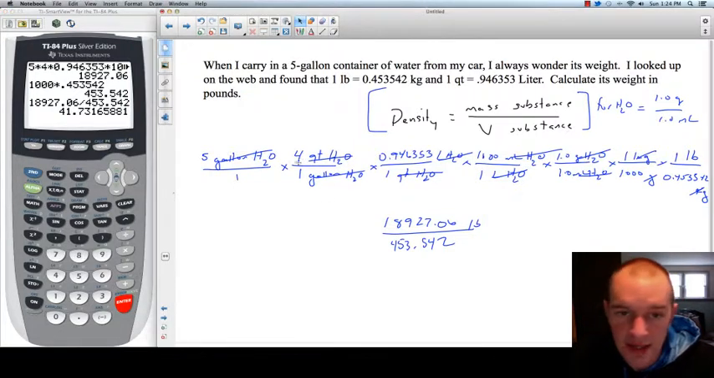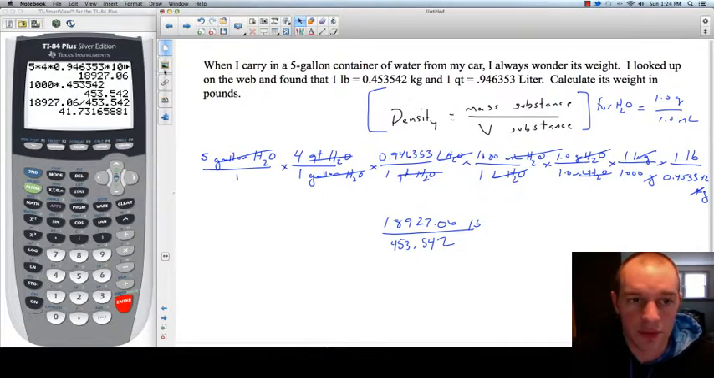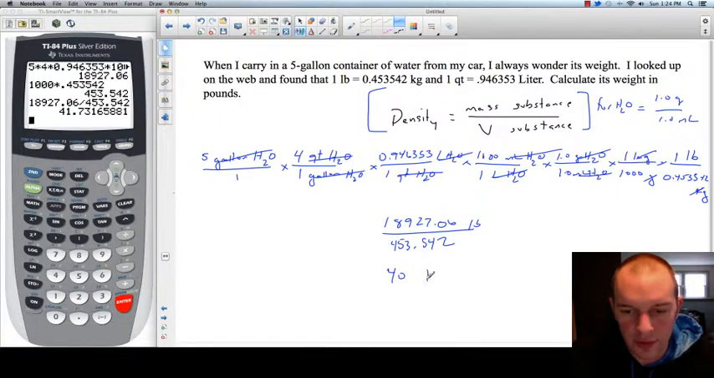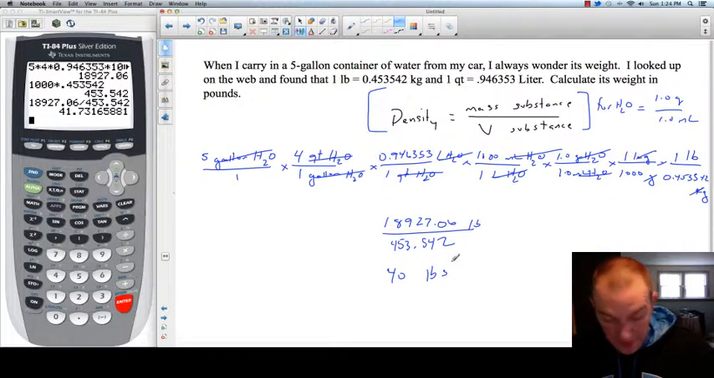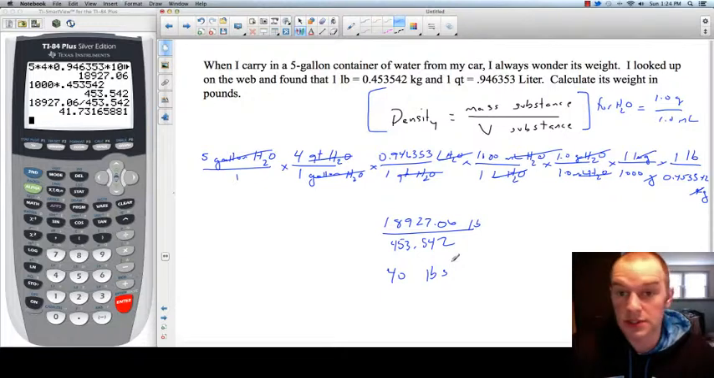41.7316581 pounds. Now when we start here, you can see that we only have one significant figure with what we started with, so therefore we only need one significant figure when we end, so it's going to be about 40 pounds. Hope you found this helpful, and I wish you the best of luck as you work your way through them.